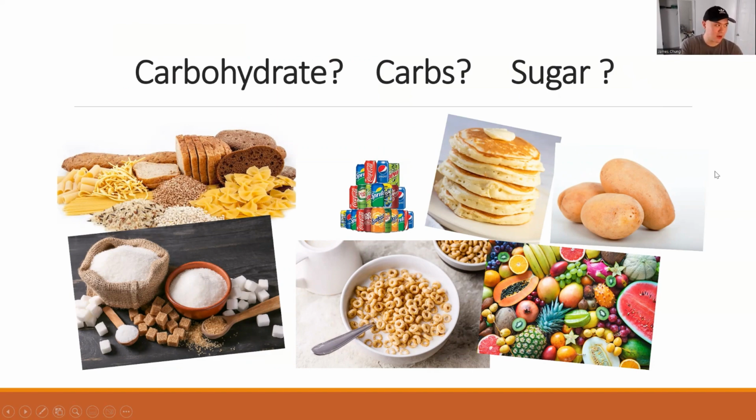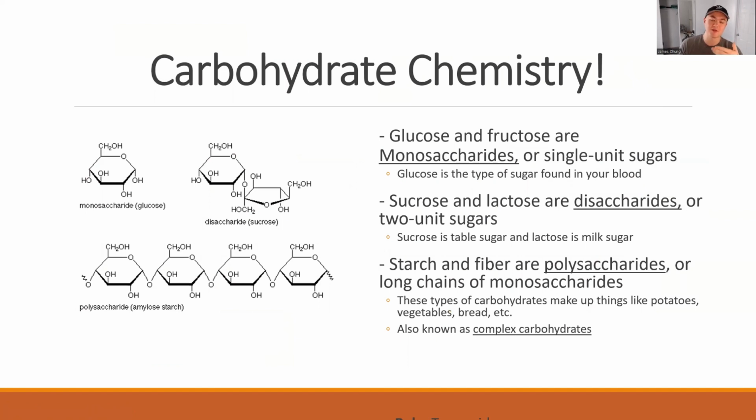So to give you a little bit of background in terms of the chemistry of carbohydrates, we can start with glucose. Glucose and fructose are monosaccharides. Monosaccharide means single sugar. So these are single unit sugars, glucose being the type of sugar predominantly found in blood. If we take two monosaccharides and connect them, we form what's called a disaccharide, a two unit sugar. Examples include sucrose and lactose. Sucrose would be table sugar, lactose is in milk.